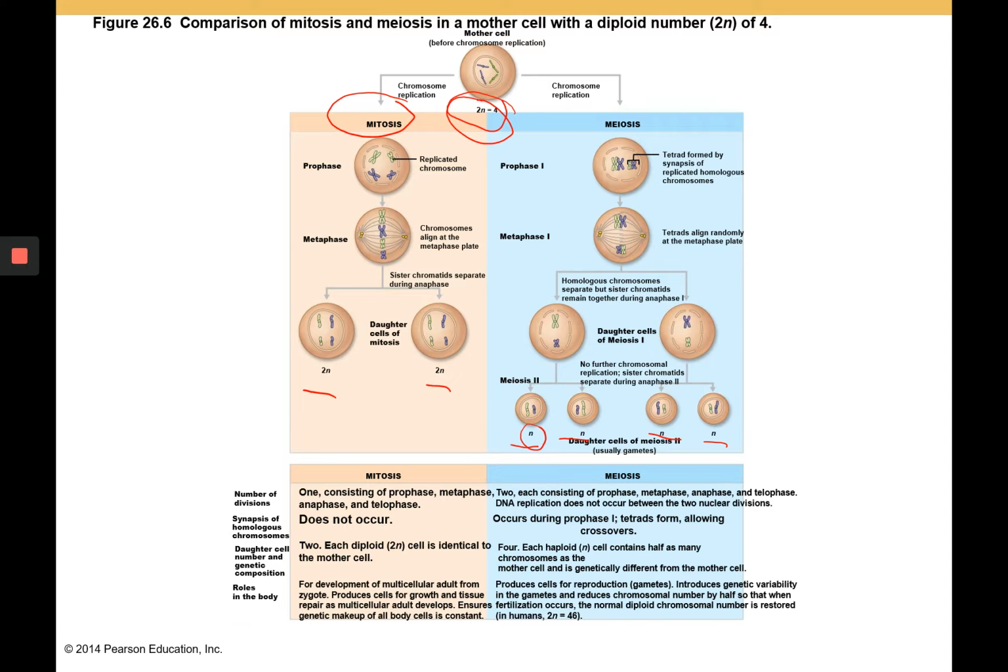The role of mitosis is to produce cells for growth and tissue repair as a multicellular adult develops, and this ensures the genetic makeup of all the body is basically constant. And then the purpose of meiosis is to produce cells for reproduction, or gametes. So that introduces genetic variability in the gamete and reduces chromosomal number by half, so that when fertilization occurs, we have 2 haploid gametes coming together to form a diploid chromosomal number.